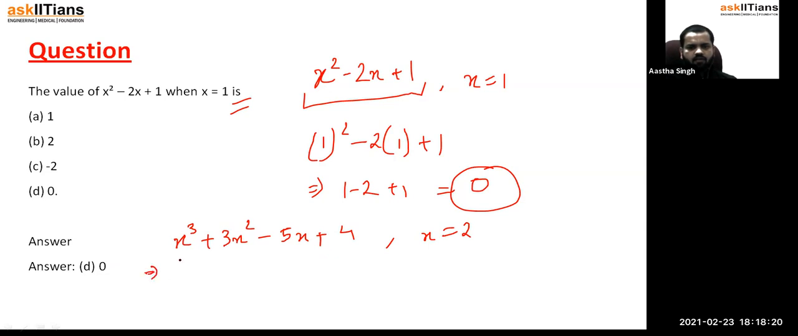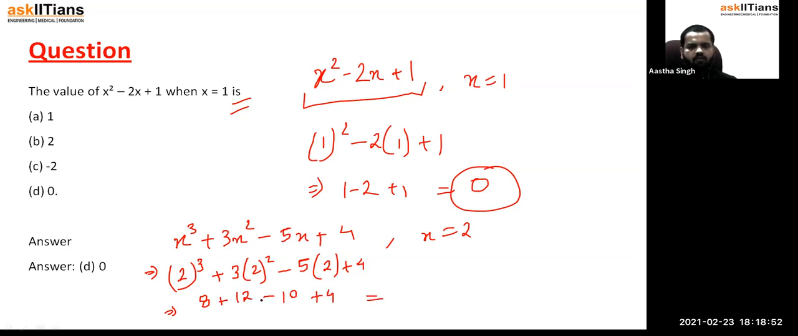So put the value of x. What is x? x is 2, given. Then 2 cube plus 3 times 2 square, minus 5 times 2, plus 4. So 2 cube is 8, plus 2 square is 4, 4 into 3 is 12, minus 5 times 2 is 10, plus 4. Now do the calculation.